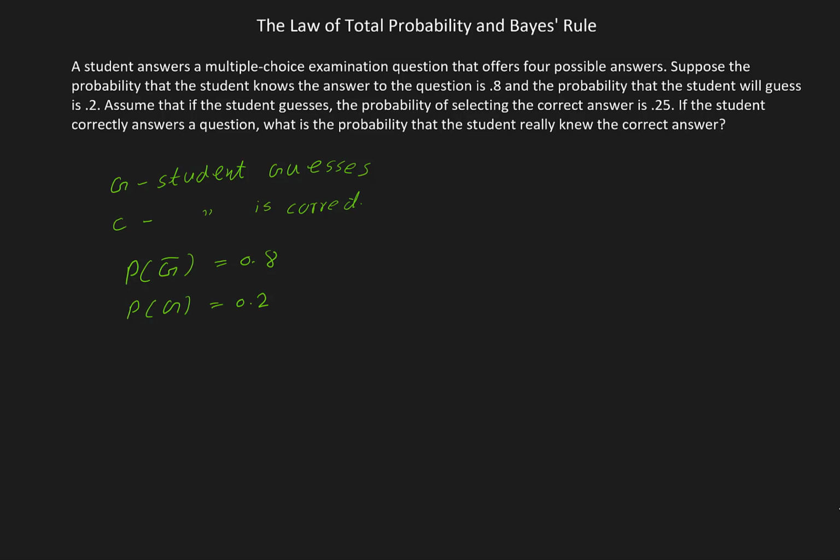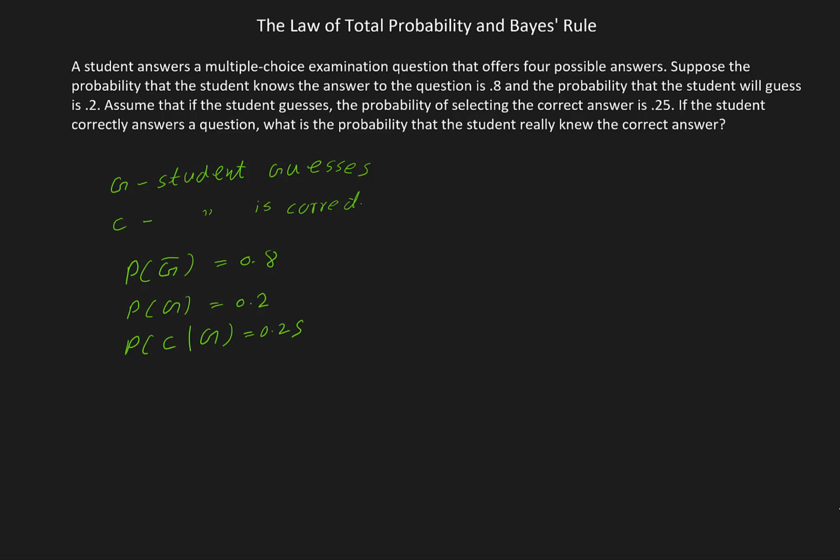Now, assume that if the student guesses, we know now he guessed the answer, right? So the probability of selecting the correct answer, but we know he guessed the answer. Therefore, this condition, it is 0.25.